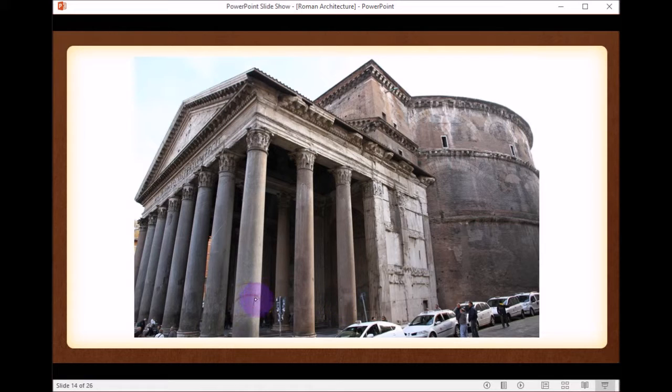Wait a minute, is that graffiti right there? What is that? Oh my God, do people respect anything anymore these days? Good Lord.